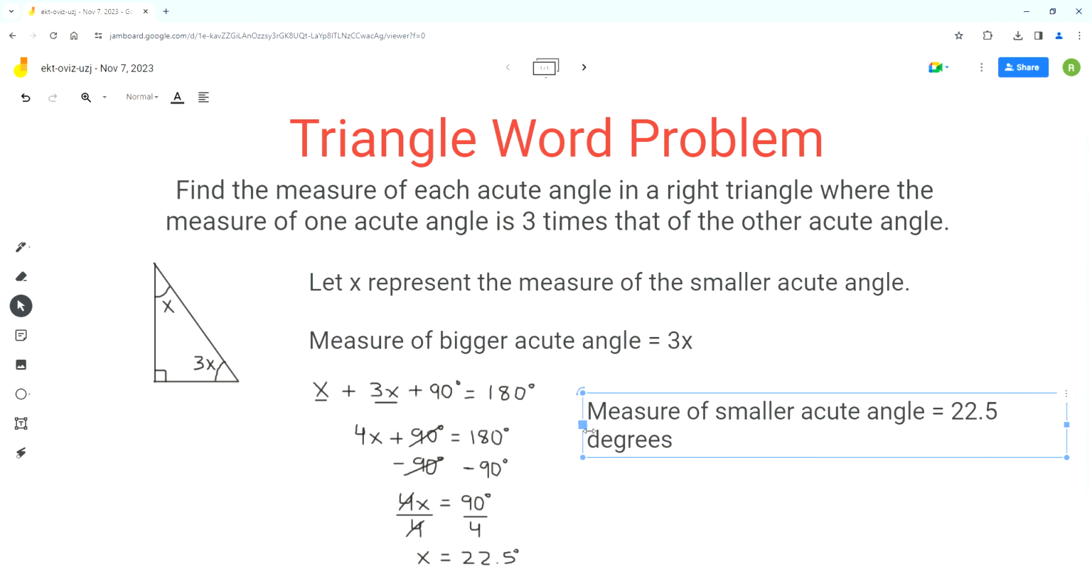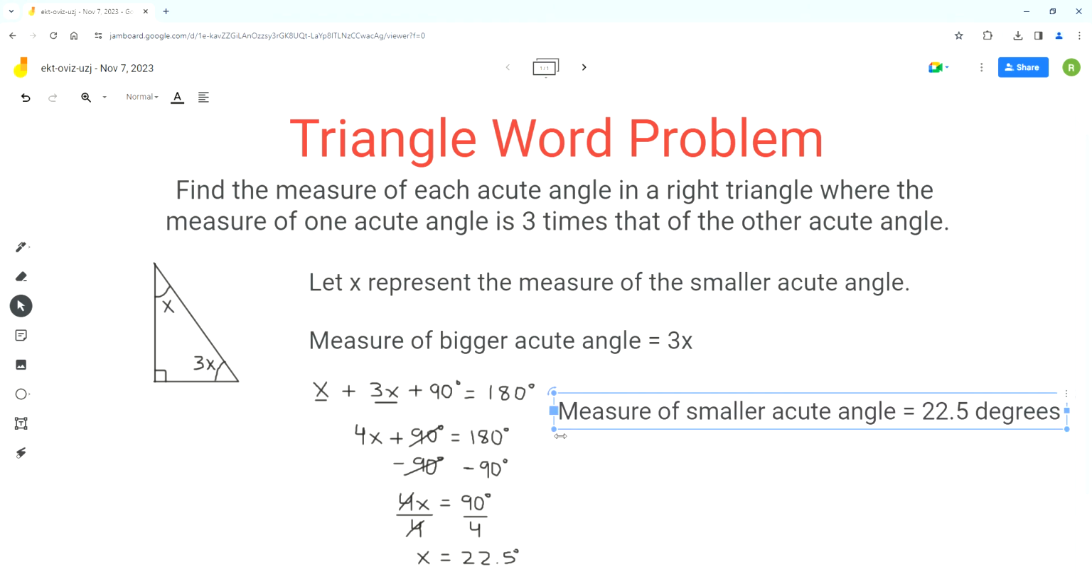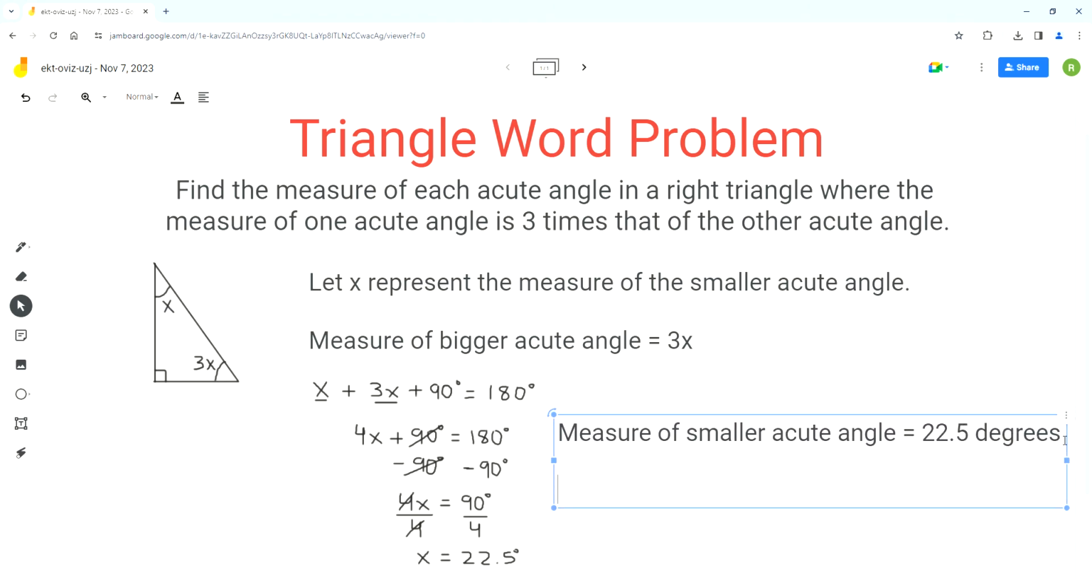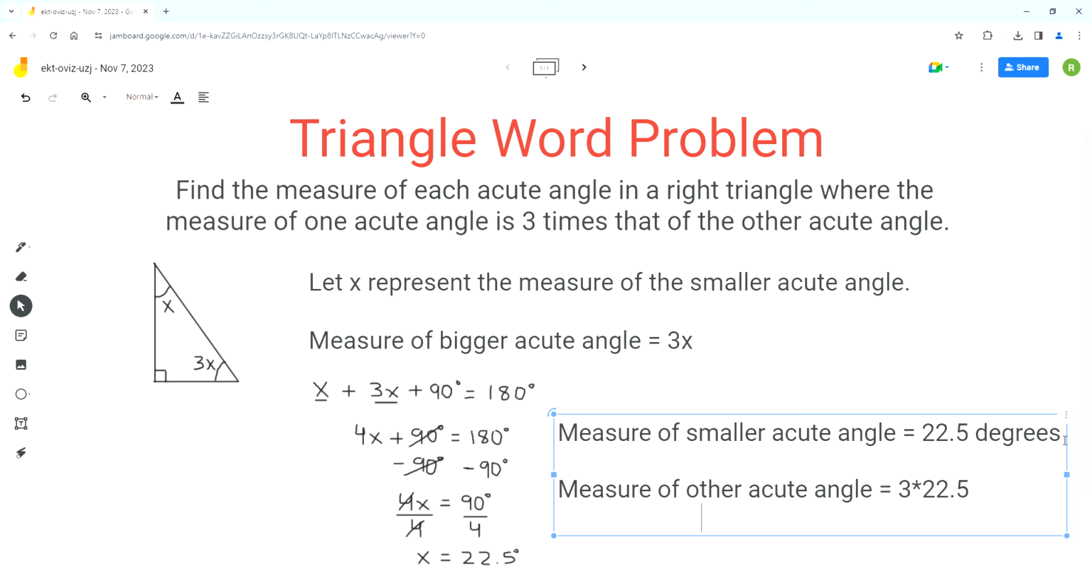And now we can also find the measure of the bigger acute angle. Measure of other acute angle is equal to, so that is 3 times this angle. So we'll do 3 times 22.5, which is equal to 67.5 degrees. So this should be the final answer for this problem.